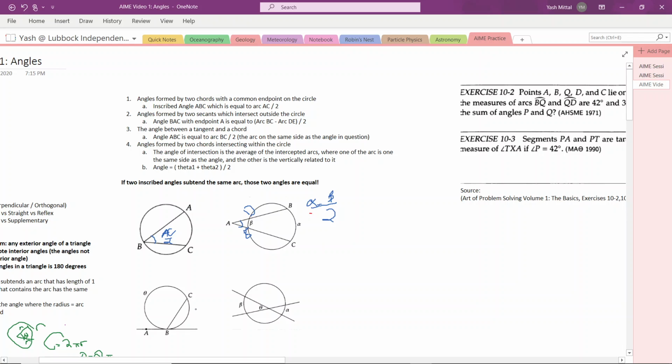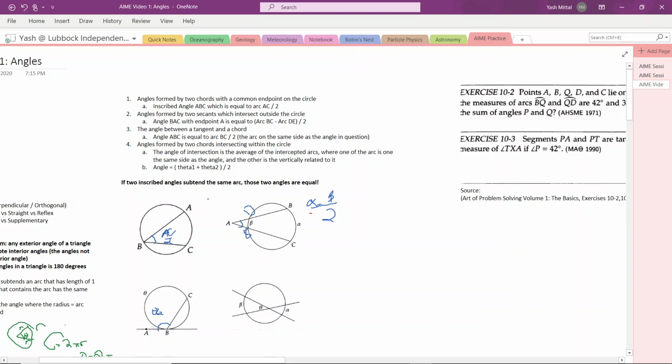Now let's go on to the third one, where we have a tangent line and a chord. We have the angle ABC. Similar to how the first theorem worked, where it was arc AC over 2, this one is arc BC over 2. In other words, it's eta over 2. So you don't need two chords to use this formula. You can have a tangent line and a chord.